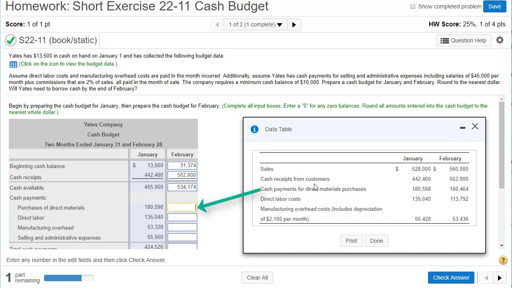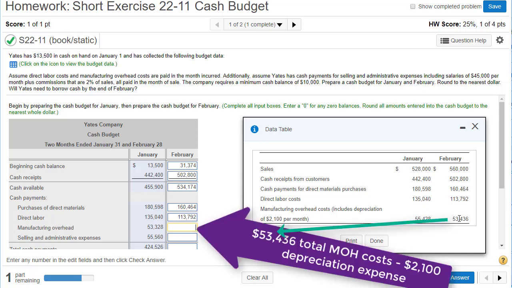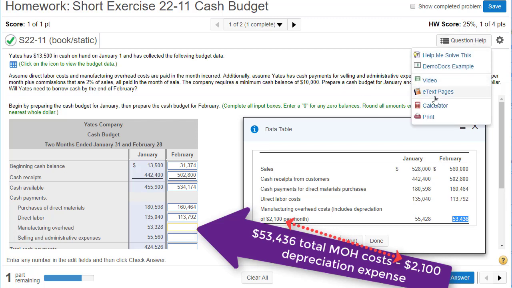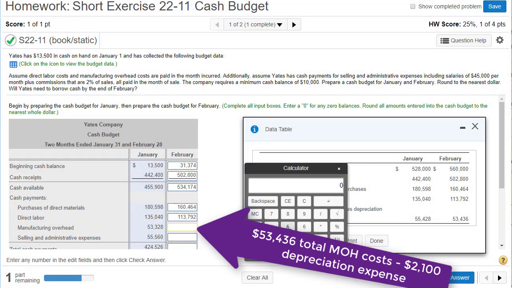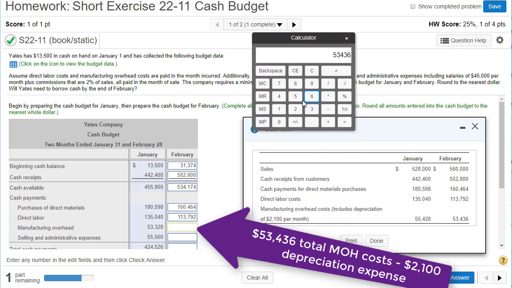Purchase of direct materials, we get that from right here. So $160,464. Direct labor costs, $113,792. Manufacturing overhead, we have $53,436. So we need to subtract the $2,100. $53,436, and I'm going to subtract the $2,100 of depreciation because that is not a cash expense.